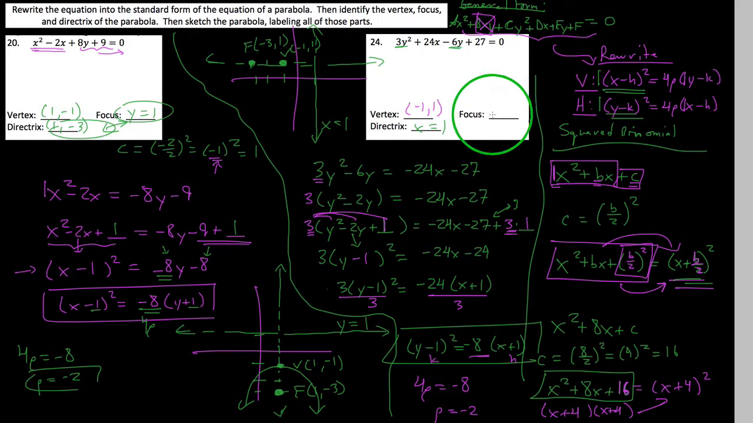So we have x equals 1, and the focus must be at negative 3, 1, but it's important we have this in standard form first in order to be able to deduce this. So you're going to have to complete the square at times.